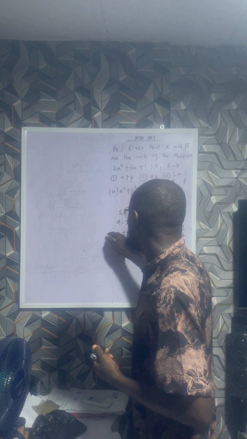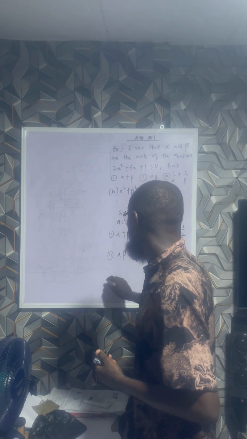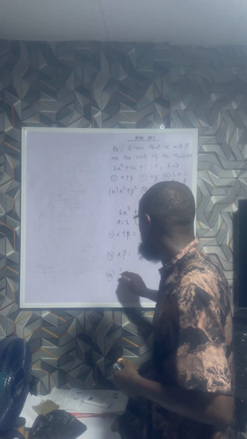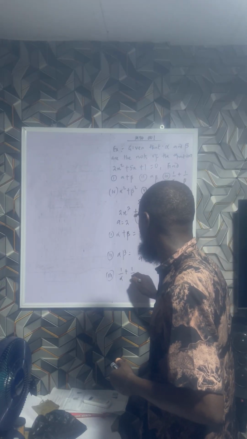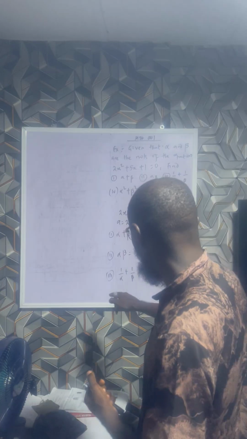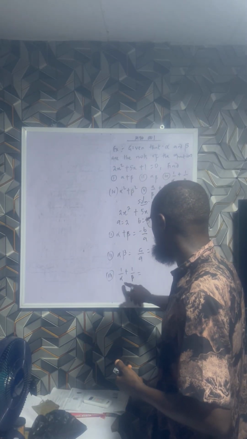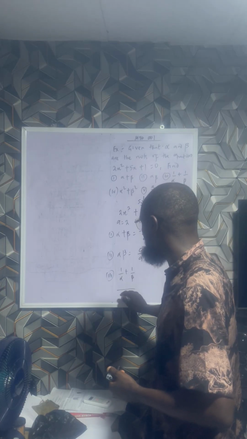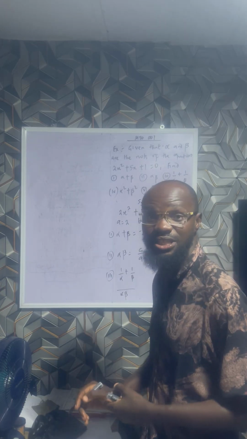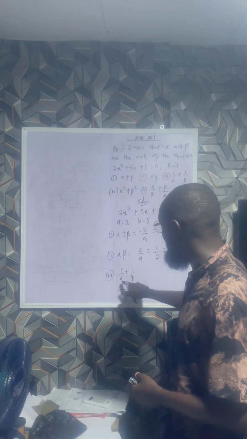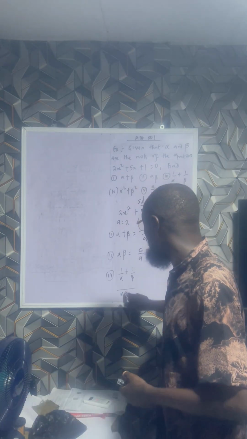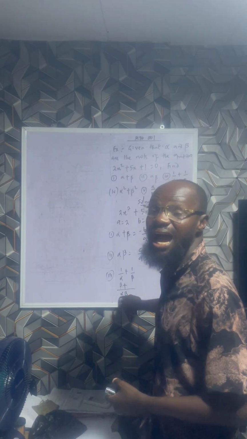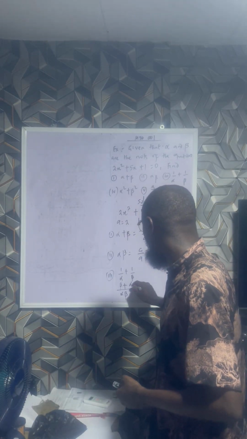The next thing is 1 over alpha plus 1 over beta. Let's say this is 1, this is 2, and the third one is 1 over alpha plus 1 over beta. What we are going to do here is to find the LCM. The LCM will be alpha beta. From there, alpha beta divided by alpha gives us beta, so that beta will multiply 1. You have beta plus alpha beta divided by beta, which will remain alpha, so alpha multiplied by 1 gives us alpha.